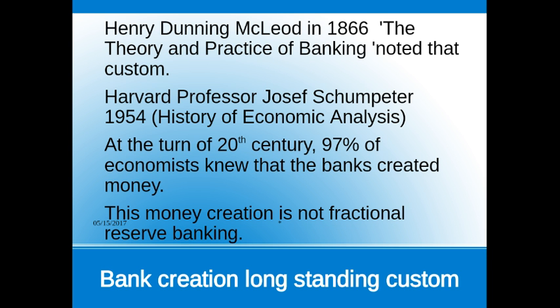Harvard professor Joseph Schumpeter in 1954 wrote The History of Economic Analysis. And he says at the beginning of the 20th century, basically 97% of economists knew that banks created money. So this knowledge was in the public domain, but it has been hidden over the years. And again, bank creation is not fractional reserve banking, it is not money multiplier. It is just straight bank creation of money.